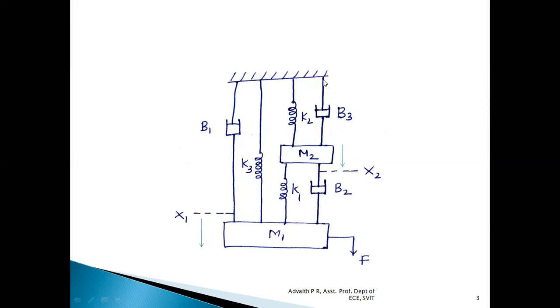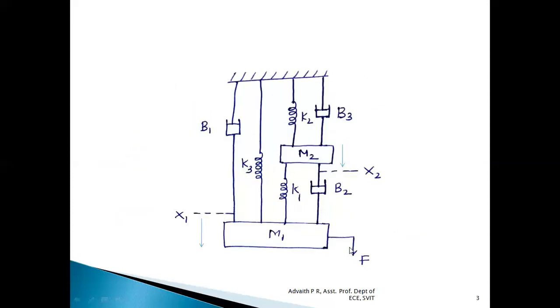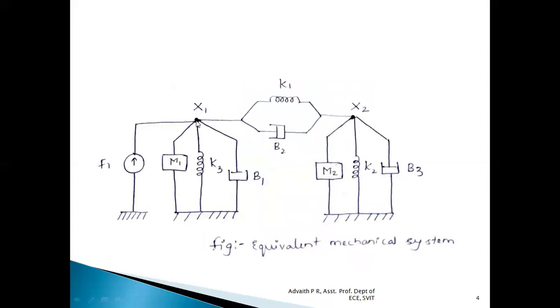For K2 and B3, one end is connected to rigid support, the other end is connected to M2, which is under the influence of x2. So the K2 and B3 displacement is completely dependent upon x2. So with respect to displacement x2, M2, K2 and B3 are completely under the influence of x2. Whereas K1 and B2, if we observe, are between displacements x1 and x2. Hence, K1 and B2 are under the influence of both x1 as well as x2. The same thing is being written out here. We have a force acting on the system on M1, which is with respect to displacement x1. So we have drawn the force acting towards node x1.